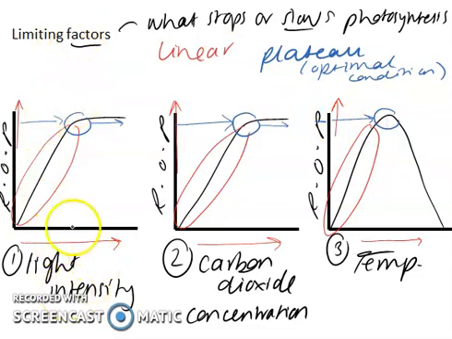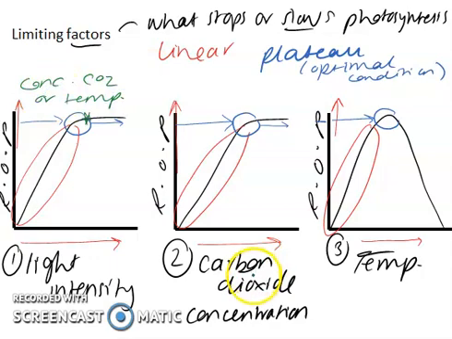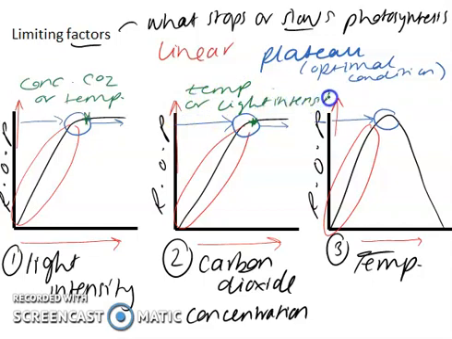So for example, with light intensity, at this point, the limiting factor is now going to be concentration of carbon dioxide, or it could be temperature. In the case of carbon dioxide concentration, no longer is that the limiting factor. It's actually going to be temperature or light intensity. Okay, it's one of the other ones. And with temperature, it's no longer the limiting factor. It's going to be carbon dioxide concentration or light intensity. Okay, that's the limiting factor.